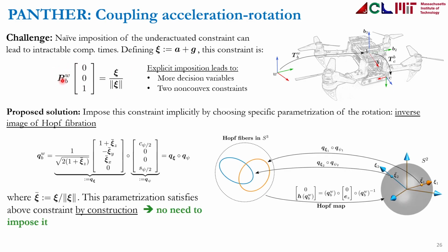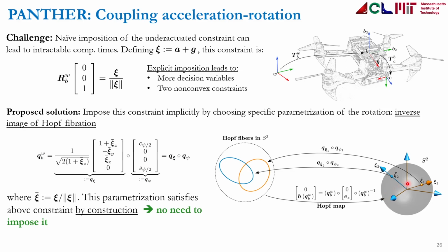So then what we propose is to impose this constraint implicitly, not explicitly, by choosing a specific parameterization of the rotation. And in this case, we use the inverse image of the Hopf fibration. So a Hopf map is a map that takes a unit quaternion in S3 and maps it to the rotation that this quaternion produces in the vector 0, 0, 1.